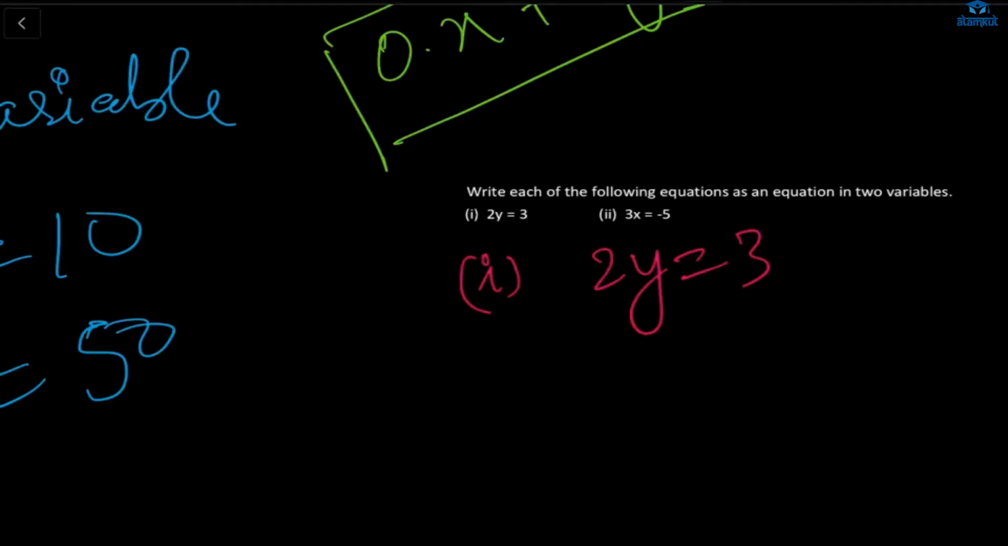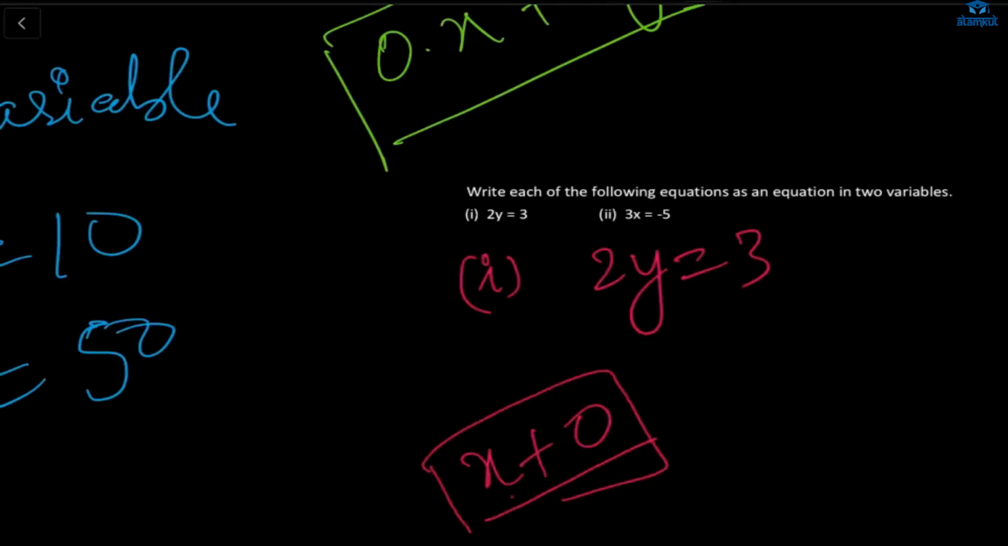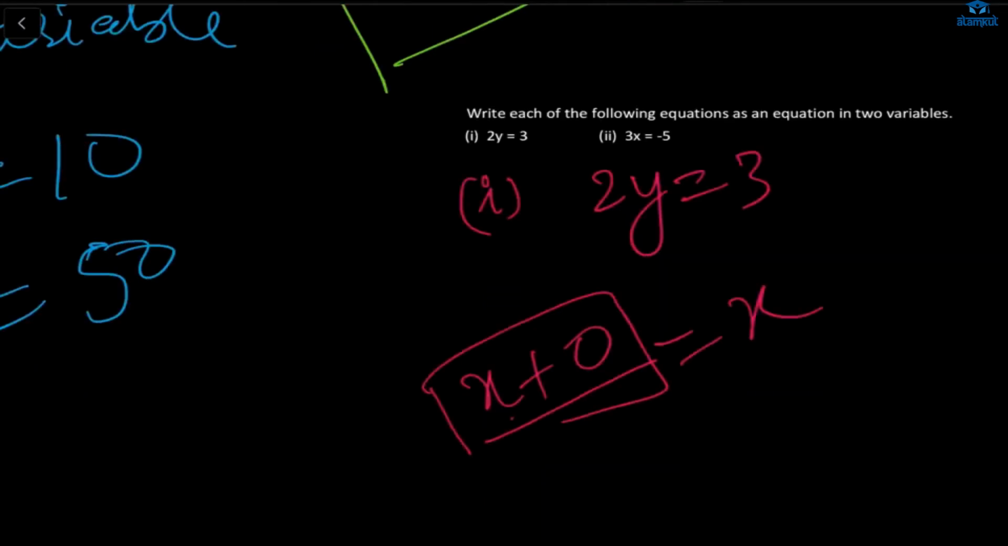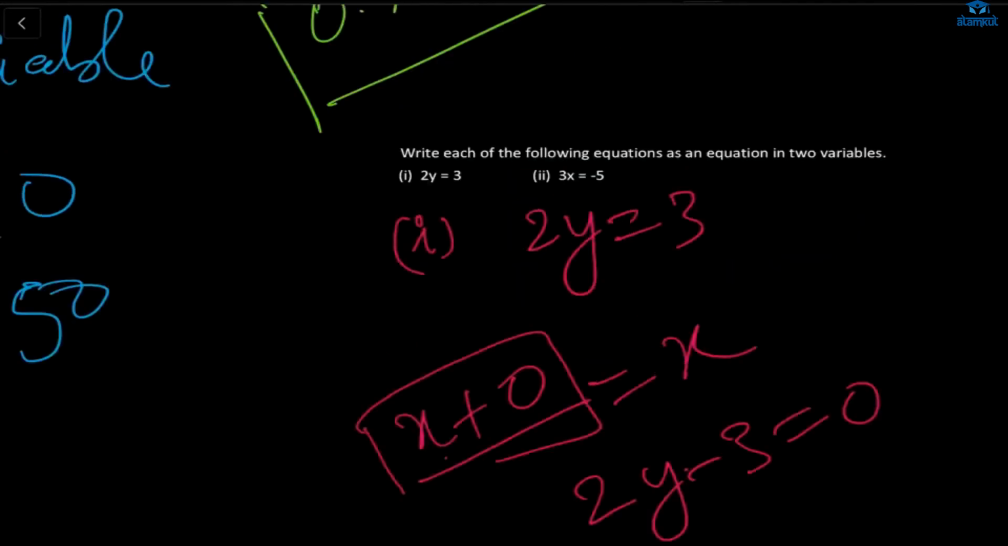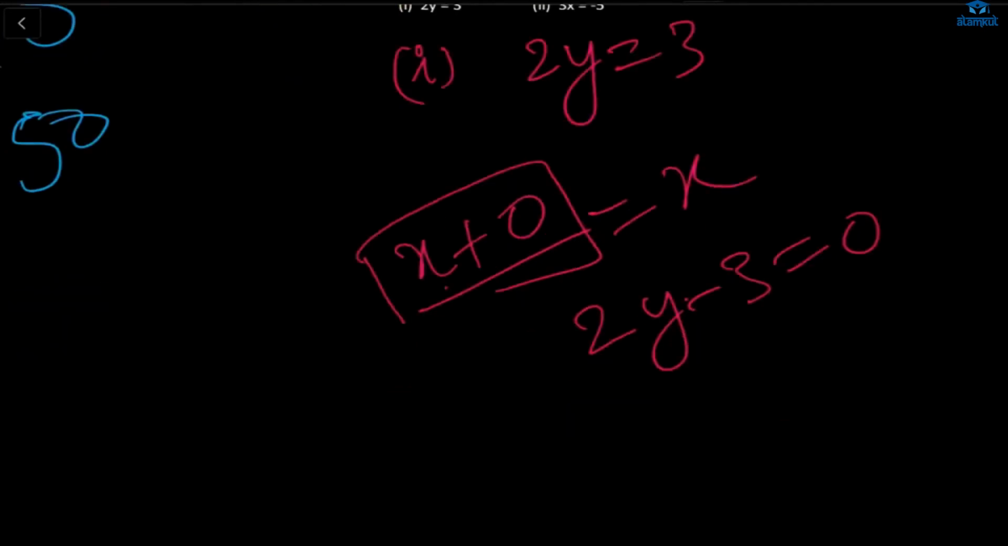How can you say x plus 0? When a number is added to 0, it gives you the same number. Ma'am, I meant 2y plus 3 plus x. So you are saying 2y minus 3 is equal to 0, not plus 0. But x is still missing. It is asking you to make it in two variables, so you need a second variable, x.